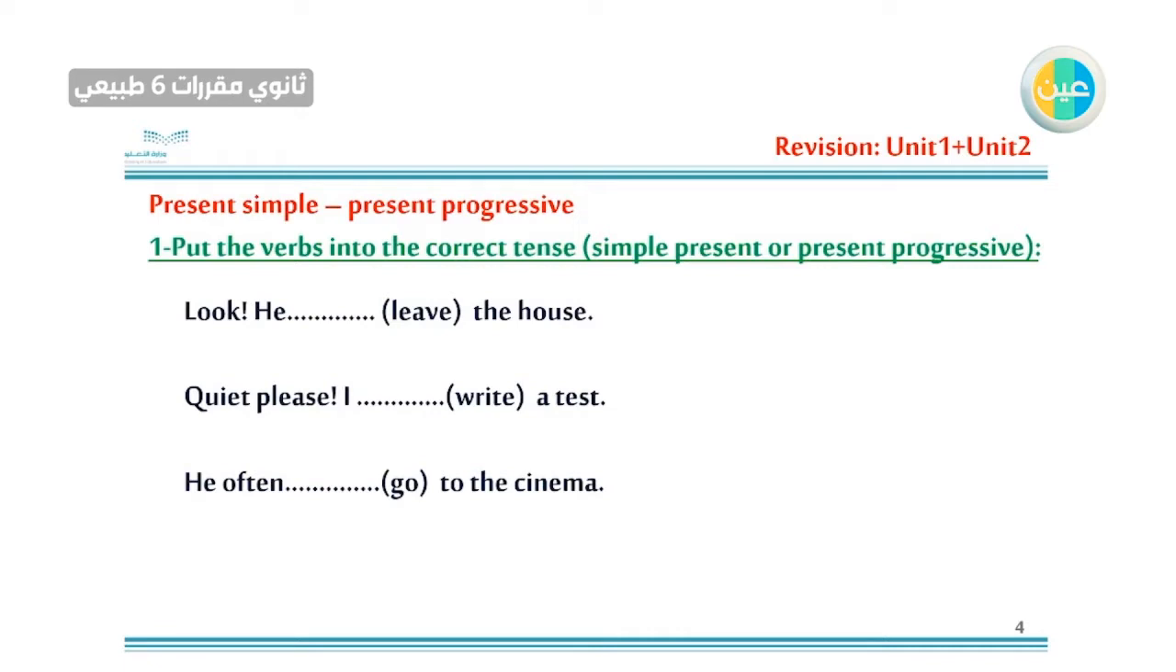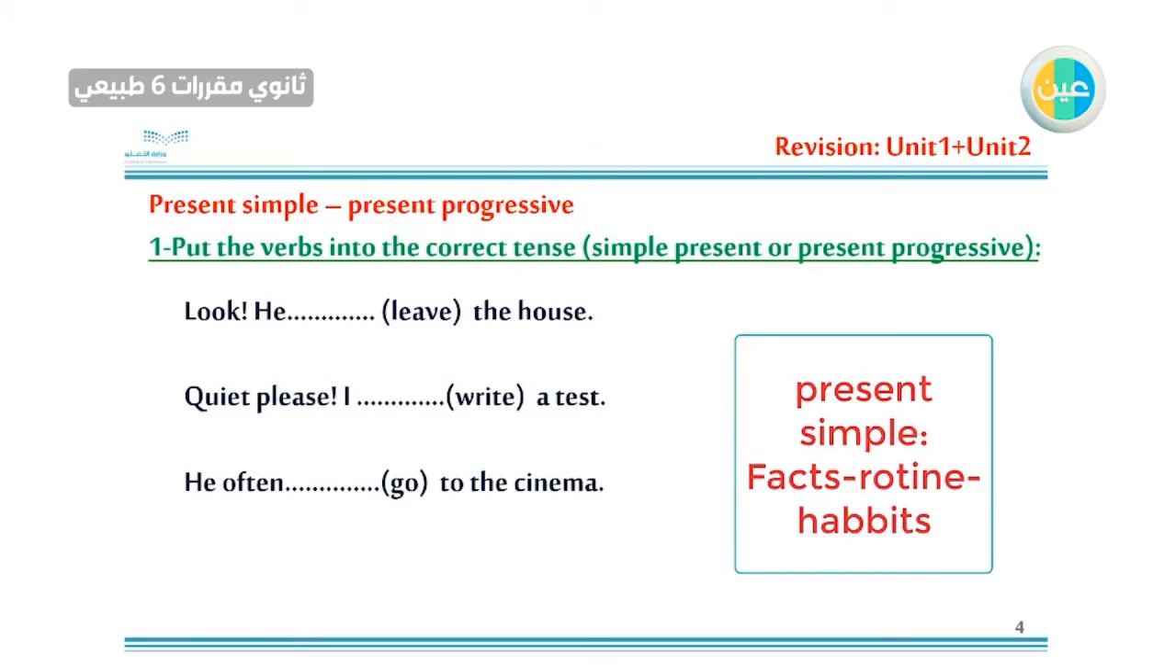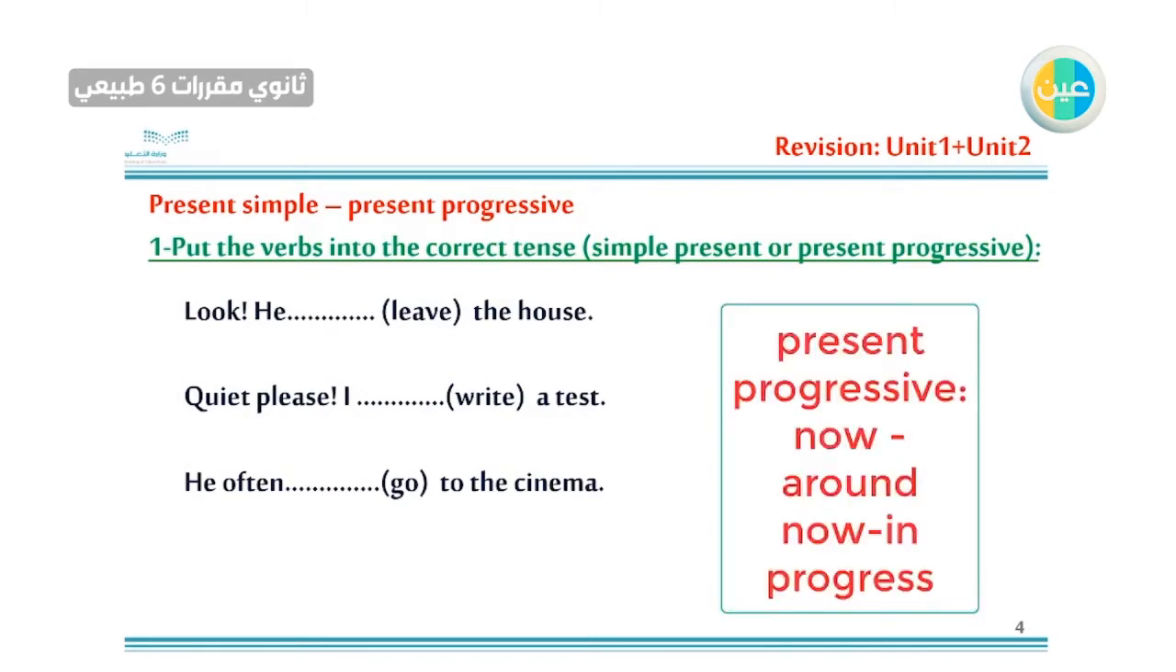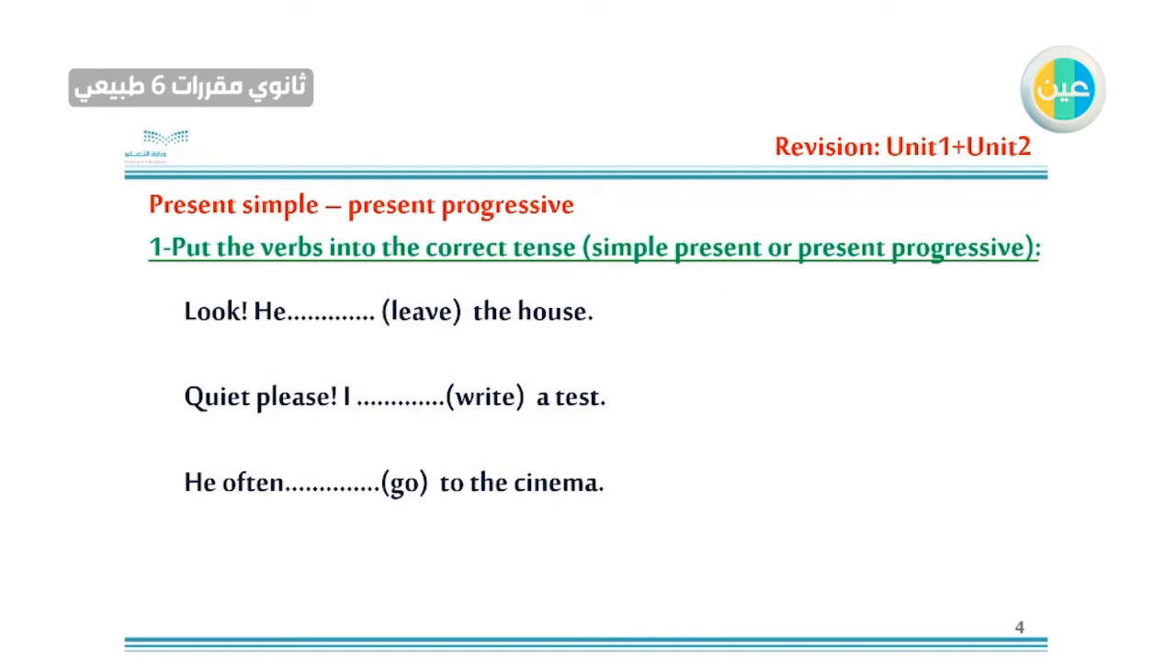First, let's differentiate between the present simple and present progressive. Do you remember? Yes. Present simple is for daily routines, for facts and habits, while present progressive is for expressing actions that are happening now or around now. Again, go back to the previous episodes, and you will find a full explanation for these two tenses.